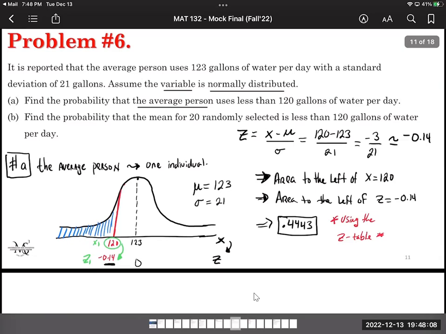Now, why did this work? Why did all of this work? It's because the average person implies one individual, right? Find the probability that one individual uses less than 120 gallons of water per day. That probability will be 0.4443.